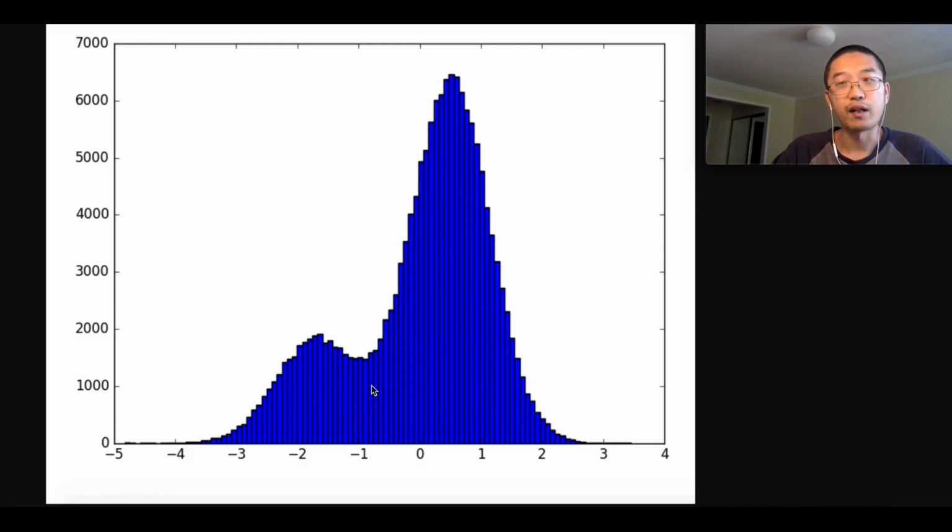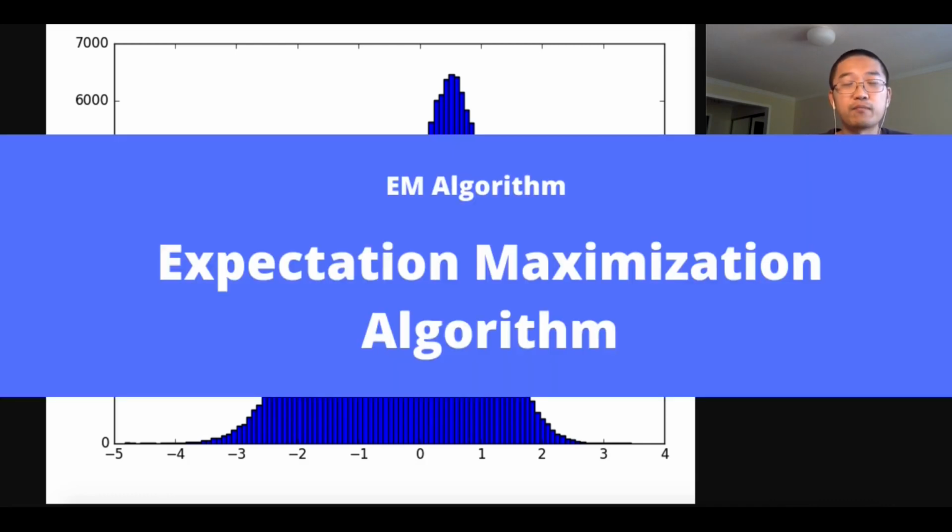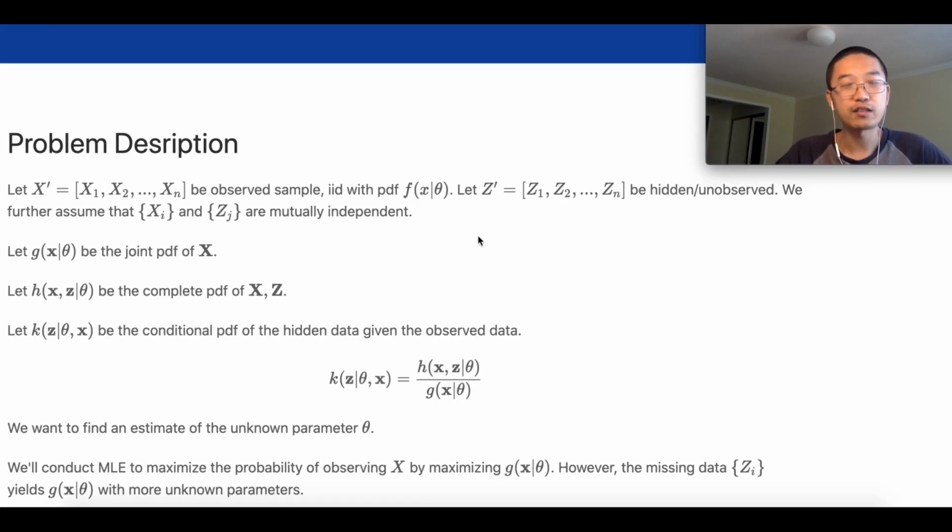So we are going to talk about an algorithm. This algorithm is called the EM algorithm. The full name is expectation maximization algorithm. It's based on the basic knowledge about maximum likelihood estimation. So let's describe the problem here. What problems do we have?